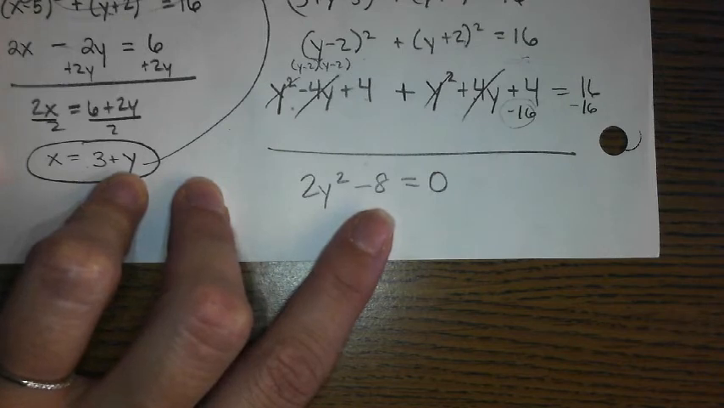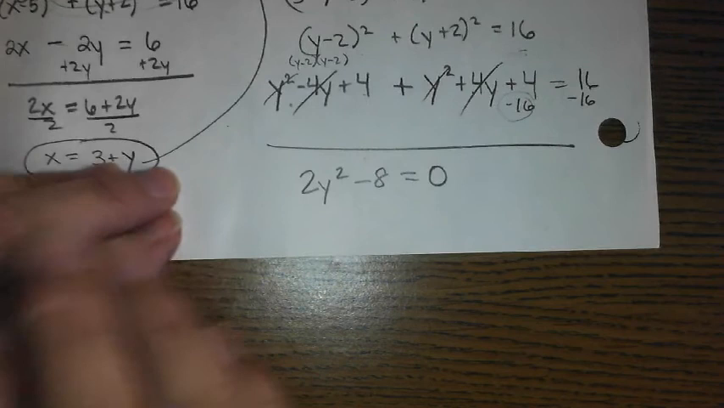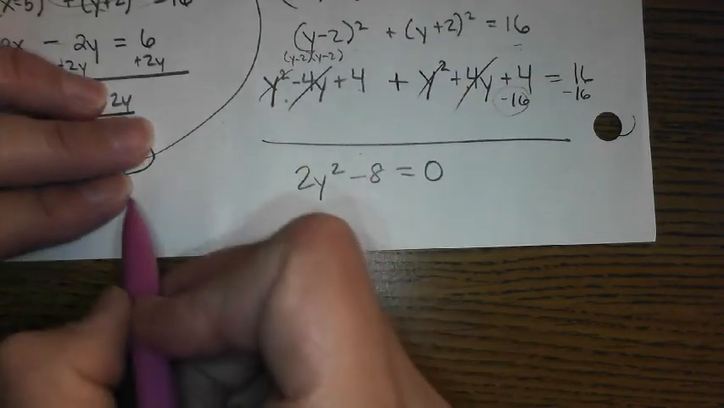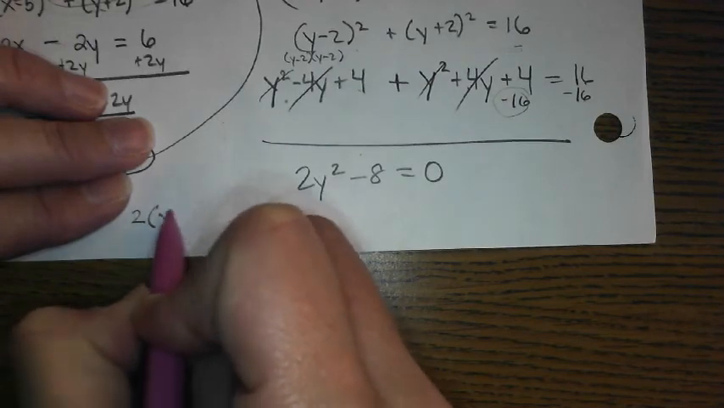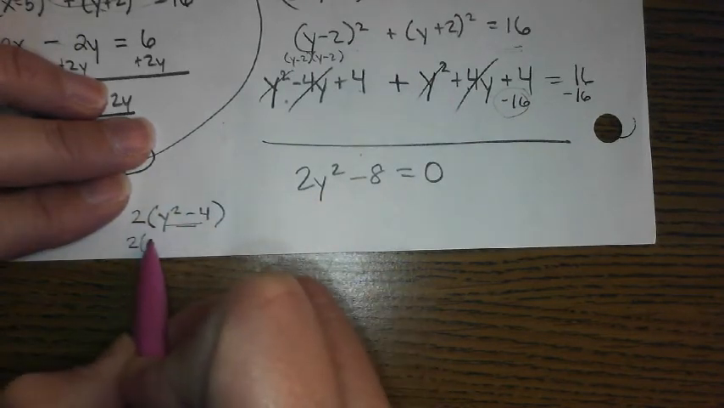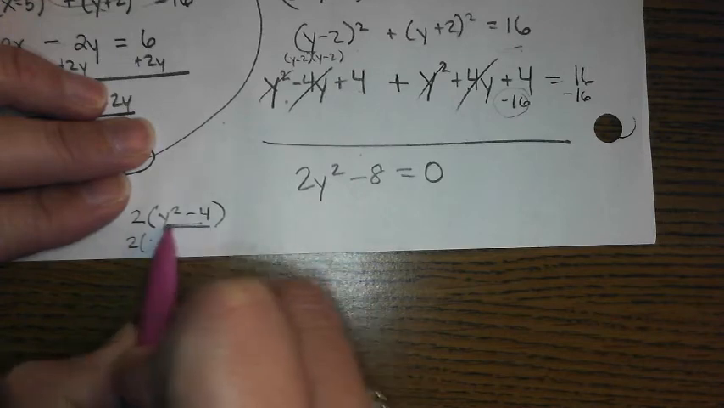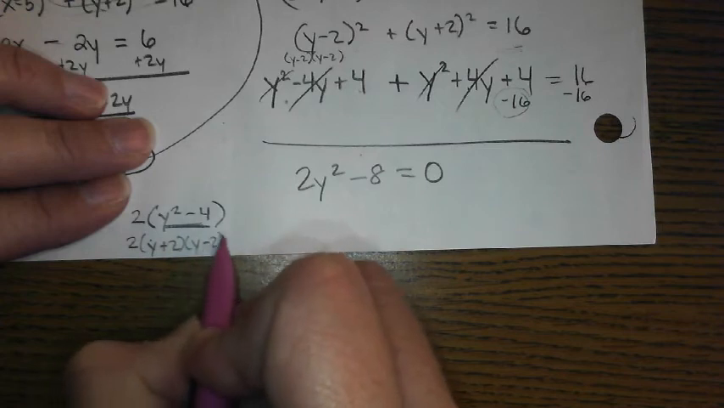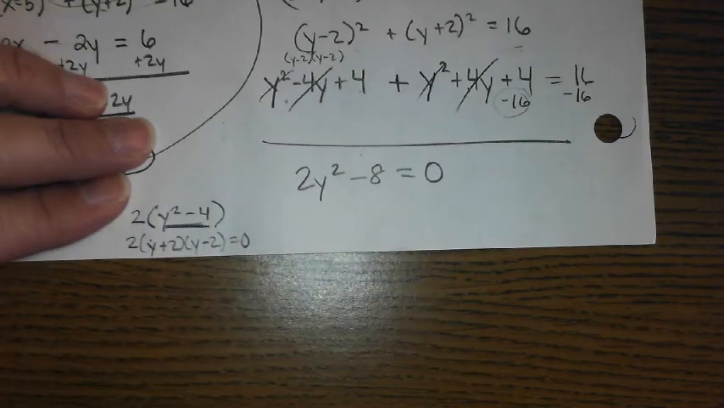If I was solving it by factoring, which I would never do, what would I have to do first to factor this? Not divide by 2, factor out a 2. And then this is the difference of perfect squares, y plus 2, y minus 2. And then you'd tee it up and you'd get your answers.